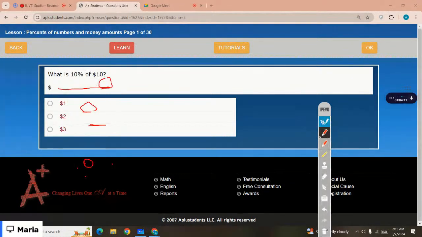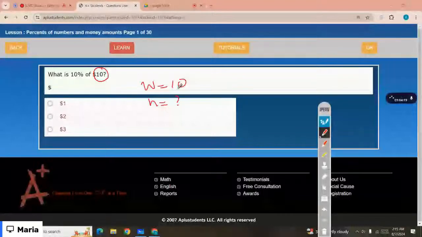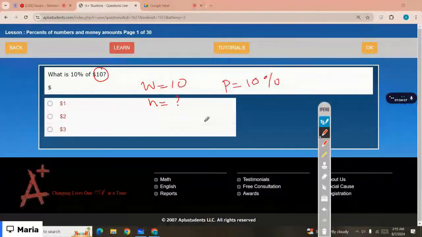So the whole number here is 10. You need to find the part of 10. How much part? 10%, right? The percentage is 10%. So you have to do n divided by 10 equals 10 over 100.